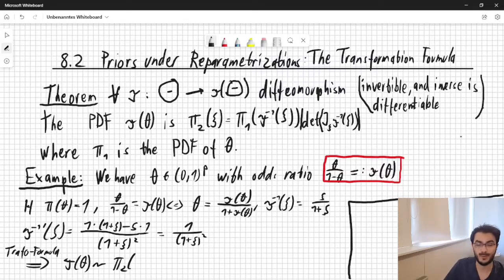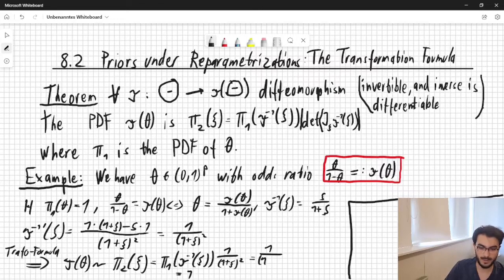I guess I should have called the first one pi 1. I'm talking about pi 2, which is pi 1 of the inverse of tau in psi times the derivative 1 over 1 plus psi squared, which, because this here is equal to 1, is just equal to 1 over 1 plus psi squared. And that is not uniform. And that's a real problem. So how do we deal with this?